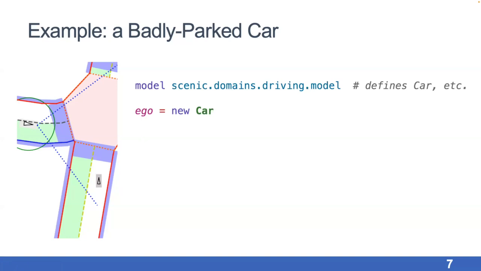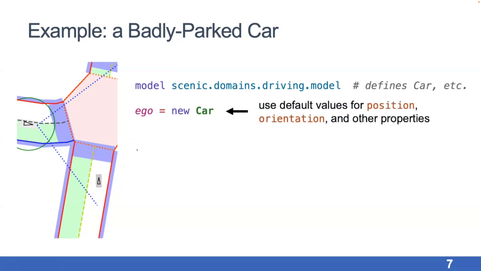And notice we're not saying anything about this car in terms of where it is, what color it is, and so forth. So SCENIC is using the default values for all of those properties, like the position property, the orientation property, etc., that are defined in this car class. For example, the driving library says that the default position for a car is a uniformly random point over the entire road network, but not, for example, on the sidewalk. This is a reasonable default value to have if it's not otherwise specified. Likewise, for orientation, the default orientation for a car is parallel to the road at whatever point it is.